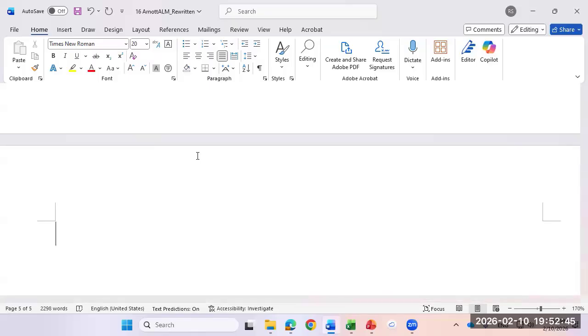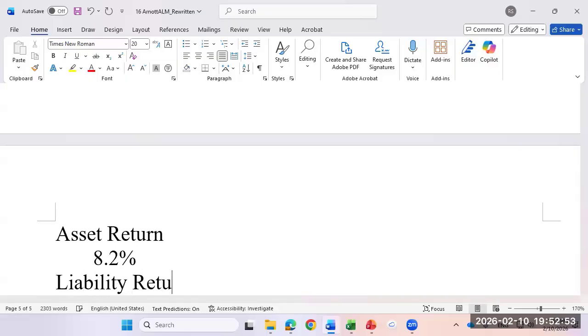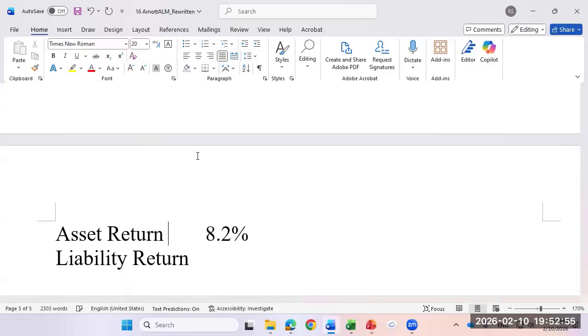What did we do? Asset return, liability return. Any questions? Not even 5 minutes. Because we hedged it. Our assets are up 8.2%. The liability went up 8.15%. Any questions? Everybody's fine.